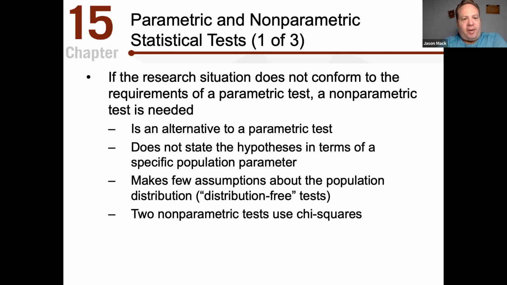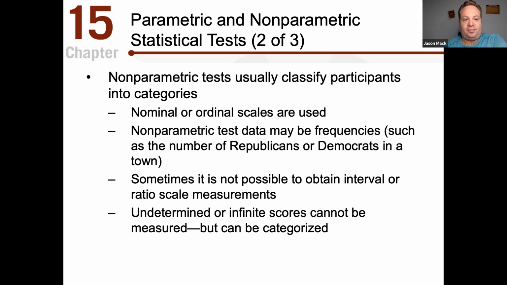Some more things to think about in terms of parametric and non-parametric statistical tests. If the research situation does not conform to the requirements of a parametric test, a non-parametric test is needed. This is an alternative to a parametric test. It does not state the hypotheses in terms of a specific population parameter. This also makes few assumptions about the population distribution. These are distribution-free tests. Two non-parametric tests use chi-squares.